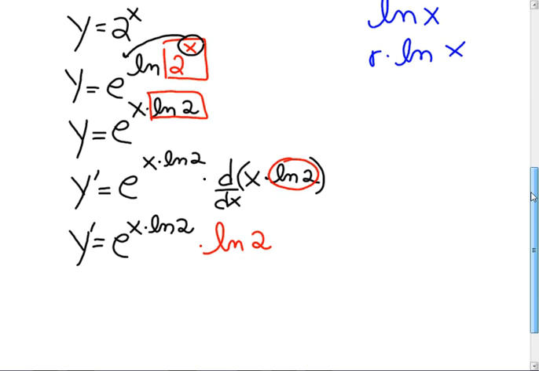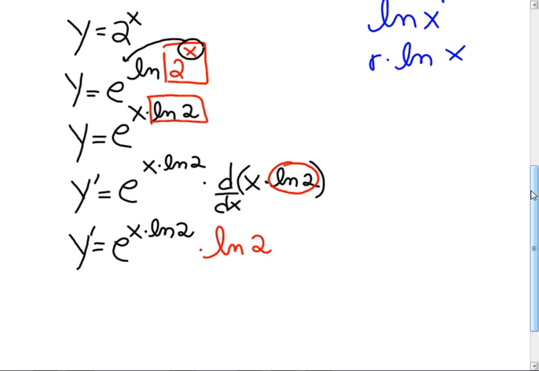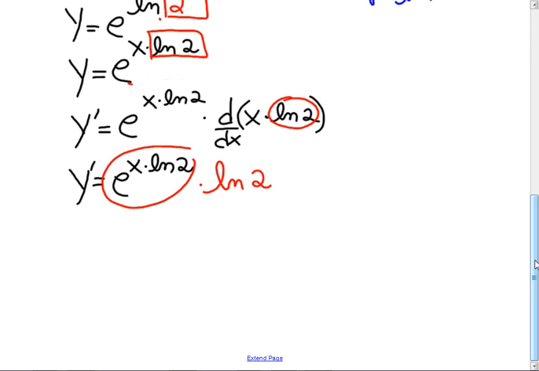Okay, but what is e to the x log 2? We work backwards. It's this, right? Which was this, which is that. You might like the other method better. So y prime is 2 to the x times the log of 2.